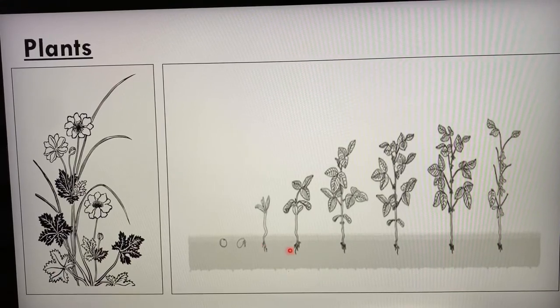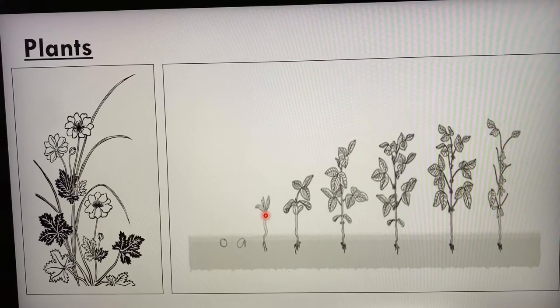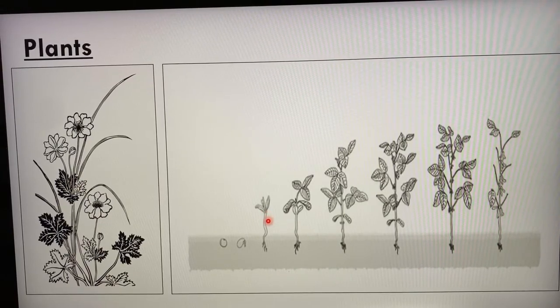So you can see the roots are here. The roots, these are the stems. The seed leaves can be seen as well here. It's quite a well-known fact, in case you don't know, children or students, seed leaves provide the young plant with food first before the leaves develop, and the plant is able to make its own food with these leaves.